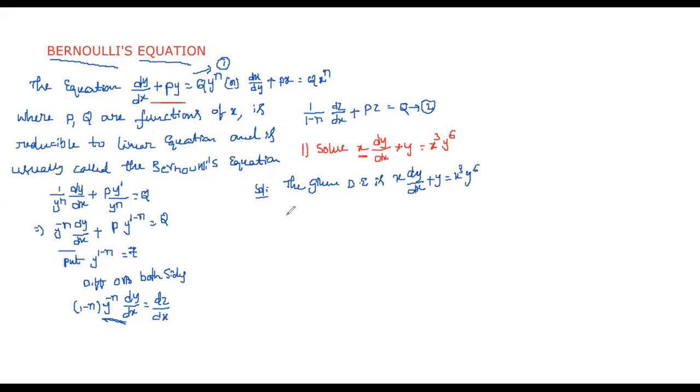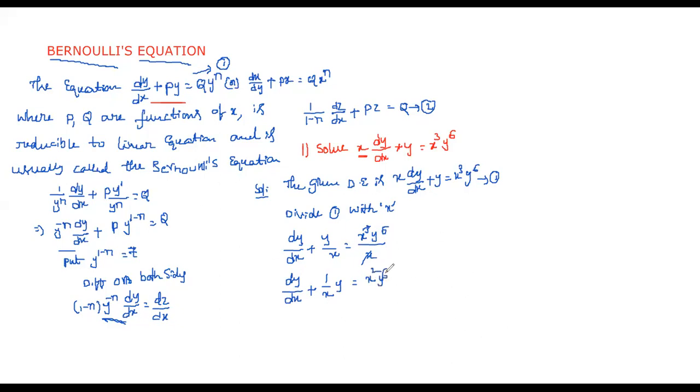Now divide the above equation, or equation 1, with x. Then what do we get? Dy by dx plus y by x is equal to x cube y power 6 by x. Here the x cancels. So what do we have remaining? Dy by dx plus 1 by x into y is equal to x square y power 6.